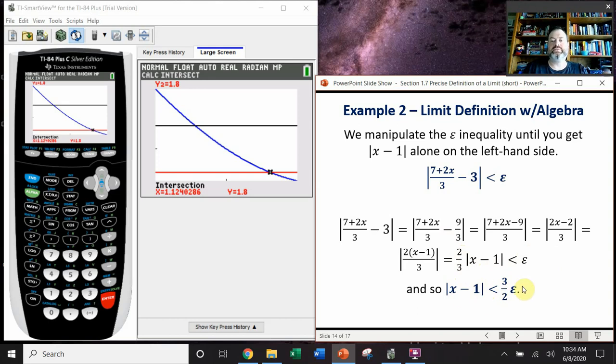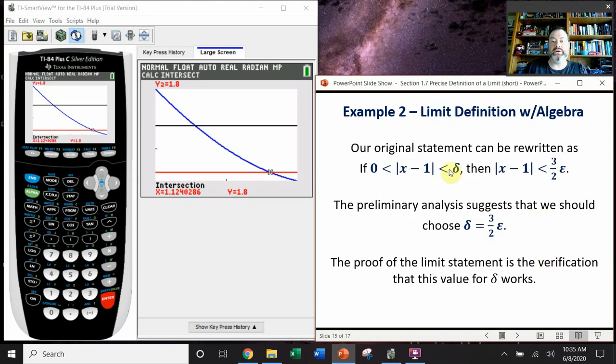So this is where we want to be. We've done the first part. We manipulated this until the absolute value of x minus 1 is alone on the left-hand side. Now we match the two things up. If we're trying to do this, and we know this is true, doesn't that mean that delta must just be 3/2 epsilon? That's exactly what it means. You have two inequalities that have the same left-hand side. That means that you can match up the right-hand sides.